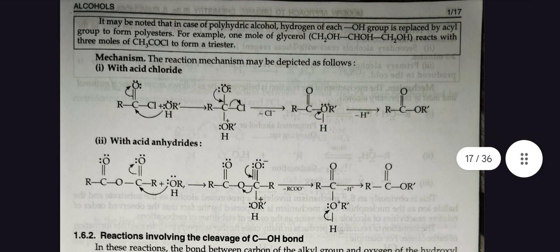It may be noted that in case of polyhydric alcohol, the hydrogen of each OH group is replaced by acyl group to form polyesters. For example, 1 molecule of glycerol reacts with 3 moles of CH3COCl to form a triester. Mechanism. The reaction mechanism has been depicted as follows with acid chloride and with acid anhydride.